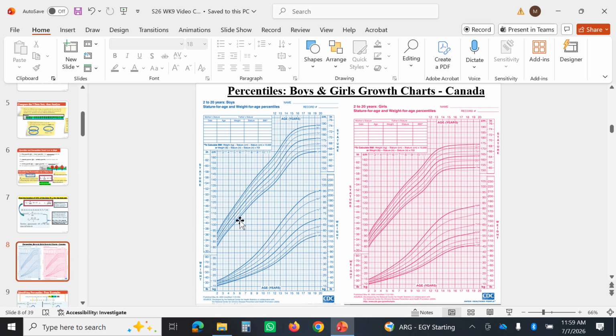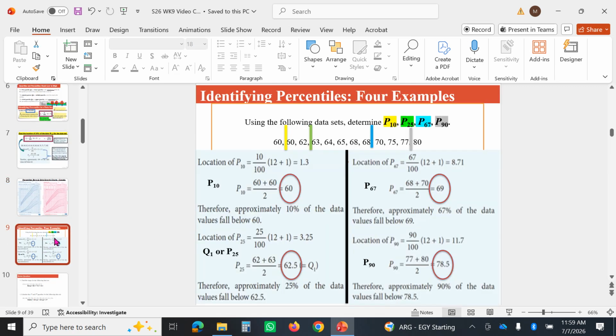There's that slide showing you all the different percentiles. Here's some more examples. Same thing, using the data points that we were using earlier. I want you guys to find the P10, which we already have, P25, so the 25th percentile, the 67th percentile, and the 90th percentile. What I've done is I've got them all here, everything's ready to go, showing you how to do these according to the formula and where everything is.